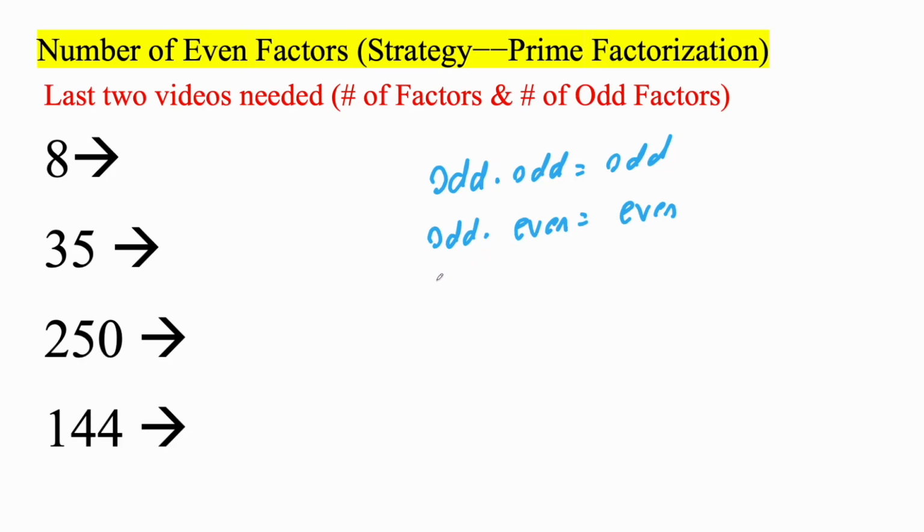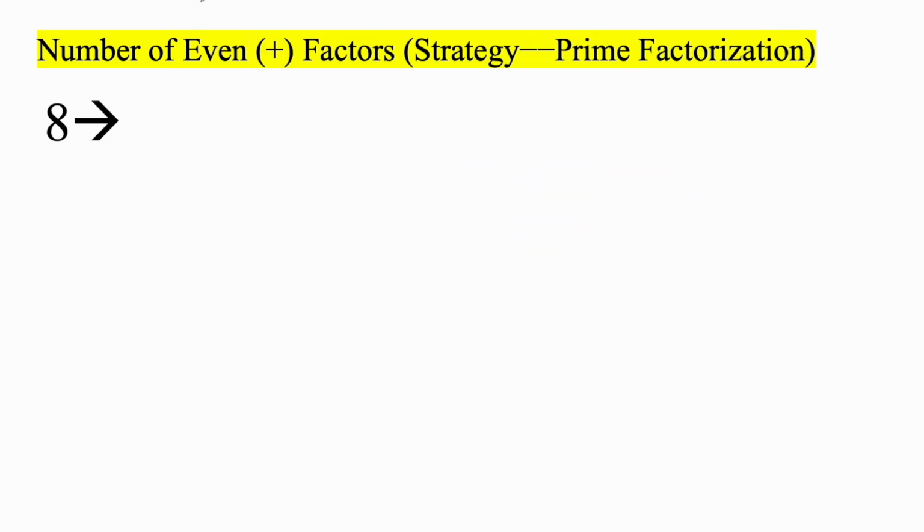Another way to get an even number is an even times an even. And that makes sense. 2 times 4 is 8, 8 times 10 is 80. Even times even is even. So there are two ways to get even, but only one way to get odd. So if we have a method to give us the total number of positive factors, and we have another way to give us the total number of odd factors, we can just subtract to give us the total number of even factors. So with that, let's get started.